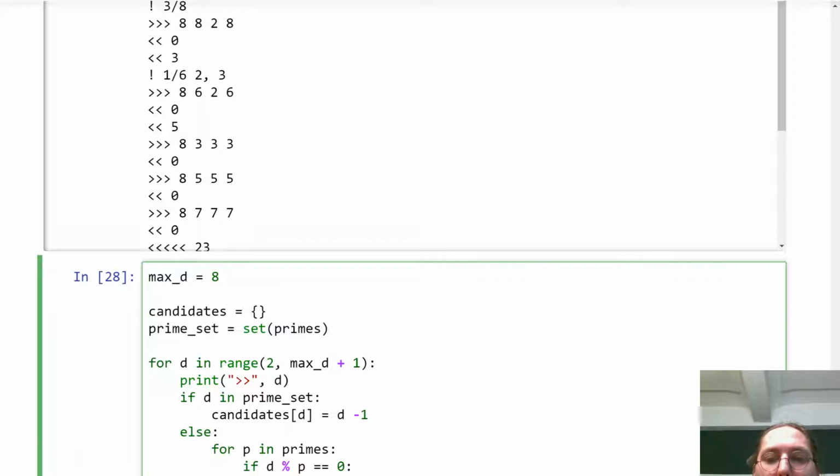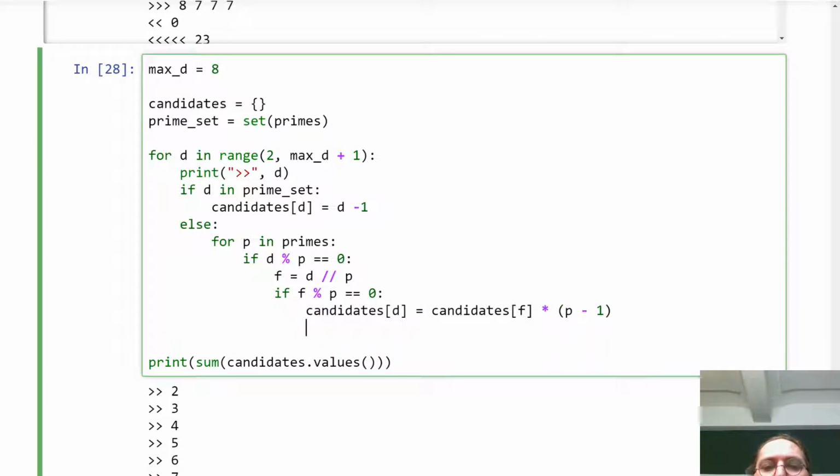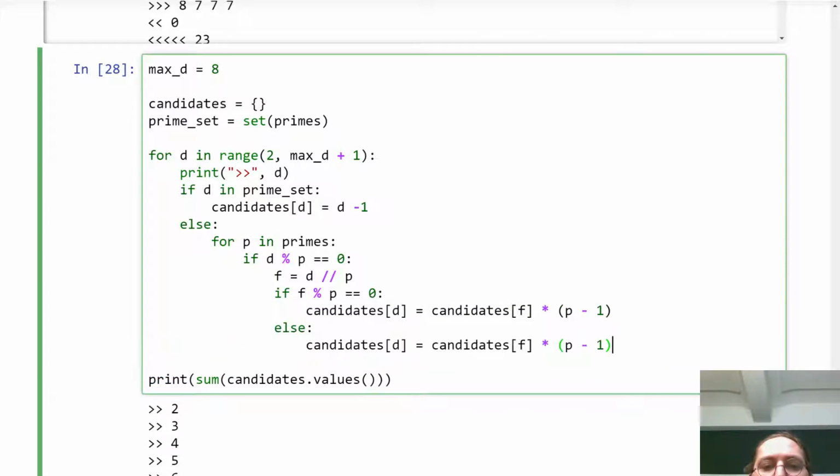Is F bigger than D here? No, F is D over P. Ah, yeah. It's 2 lines up. If D mod P is 0, then F is D over P. If F mod P is 0, then the candidate is times P minus 1. Otherwise, else, the same line with candidates, but not minus 1.